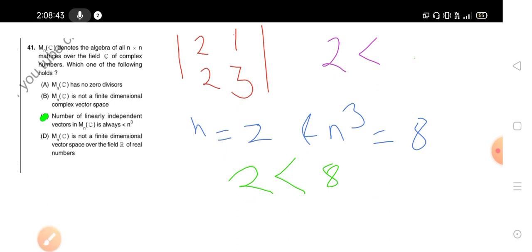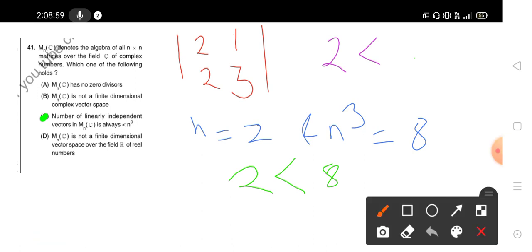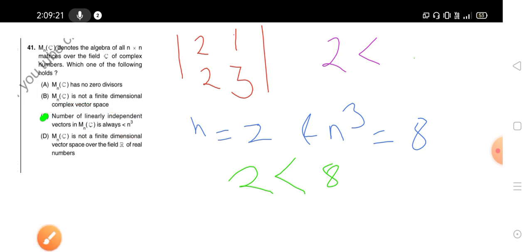Next question: Mn over C denotes the algebra of all n cross n matrices over the field C of complex numbers. Which of the following holds? Here I take a 2 cross 2 matrix, and for the option, the number of linearly independent vectors in Mn over C is always less than n cube. Here I take 2 1 and 2 3. Here the rank is 2, and n cube, with a 2 cross 2 matrix, equals 2 cube equals 8. Therefore 2 is less than 8. Option C is correct.